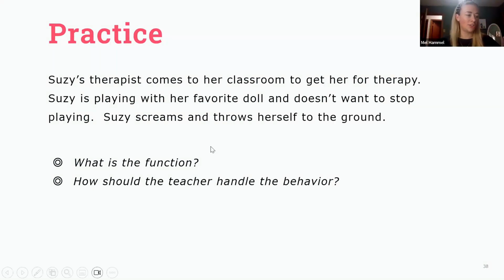Okay, we can do 2 more. All right. Susie's therapist comes to her classroom to get her for therapy. Susie is playing with her favorite doll and doesn't want to stop playing. Susie screams and throws herself to the ground. What is the function? I wrote these like a year ago. I forgot all about these, so I'm remembering them with you guys.